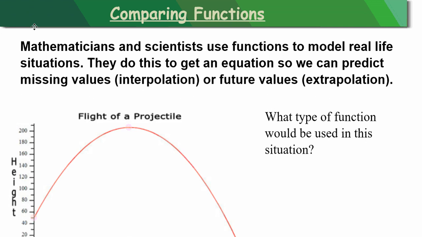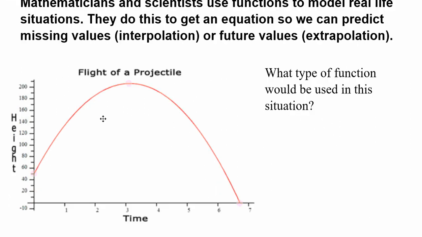So to start, I'm just going to give you pictures of different scenarios and ask you what type of function do you think would best model that situation, a linear, an exponential, or a quadratic. Mathematicians and scientists use functions to model real-life situations all the time. It's a big part of their tasks and their jobs. They do this to get an equation so we can predict missing values, interpolation, or future values, what we call extrapolation.